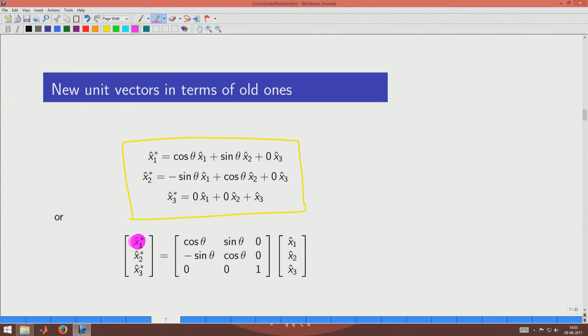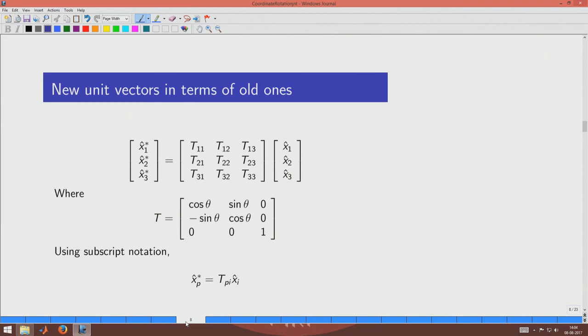Let me highlight and show you how this looks. x1 star is given by this multiplied by this, that is x1 cos theta plus x2 sin theta plus 0 into x3. That is how we are doing it. This is the typical way matrix multiplication is done in engineering mathematics courses, so this must be familiar to us. What we now want to do is write these expressions with some symbols, so that using the subscripts we know the positions. That is what we are going to do now.